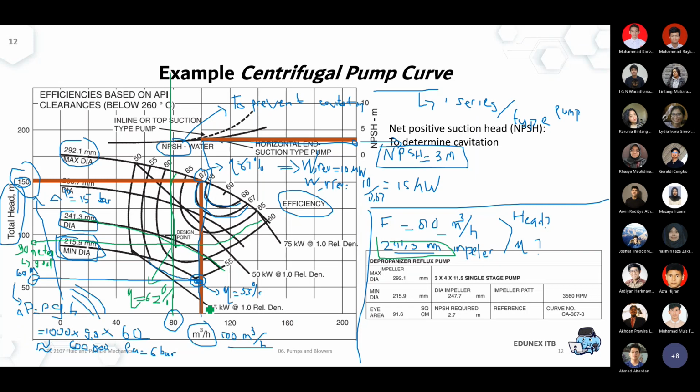Sir, how do you get the NPSH again? Well, now if it's at 80 cubic meter per hour, then you just have to go to the vertical line, the green line, and then same thing, horizontal line to the secondary y-axis. So it will still give you roughly around 3 meter. Okay, I will explain later how you can use this NPSH condition. Okay, now the important thing is to get the number from the curve. All right, sir. Thank you. Okay, any other questions?